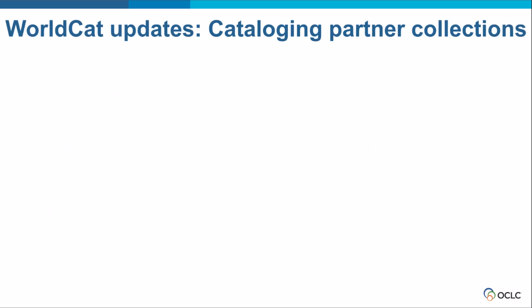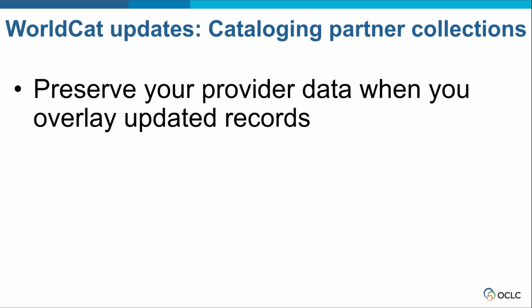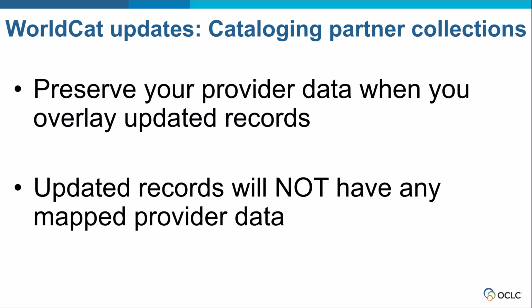Cataloging partner collections are included in your WorldCat holdings. You can choose to receive updated records when WorldCat records change. If you enable WorldCat updates, make sure to preserve provider data when overlaying records in your system. Updated records will not include mapped provider data, and these changes will not appear in cataloging partner reports.